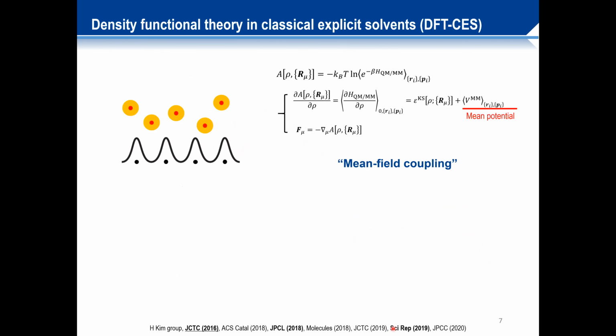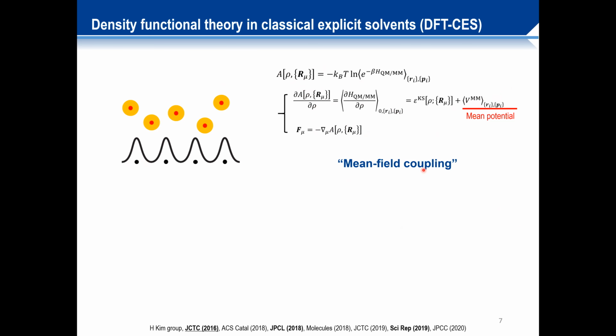Then from there, we can formally write down a variational theory that minimizes your Helmholtz free energy functional upon electron density changes. And we can also optimize the nuclei positions. This can be achieved by simply adding the mean electrostatic potential coming from your liquid dynamics. So this is the mean field coupling of the QM and MM regions, which in the field is usually called a mean field QM/MM technique.